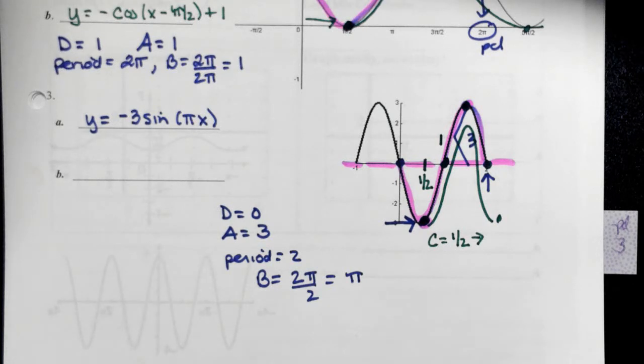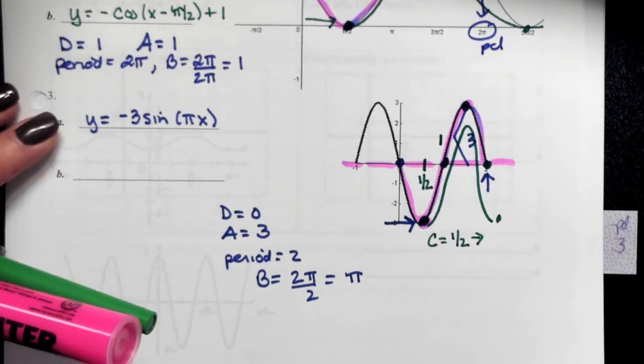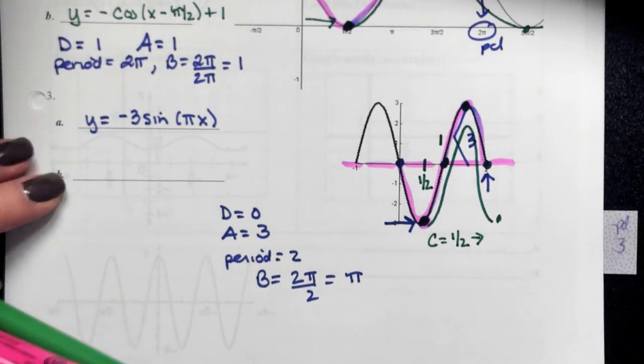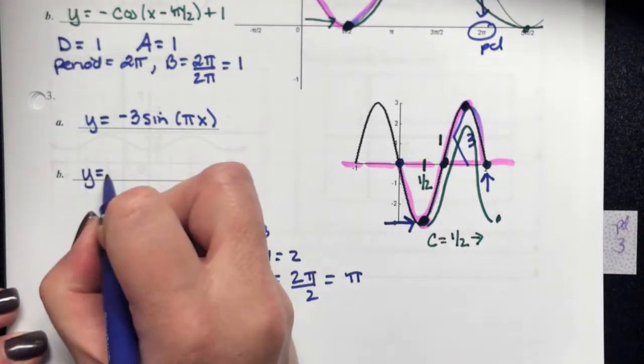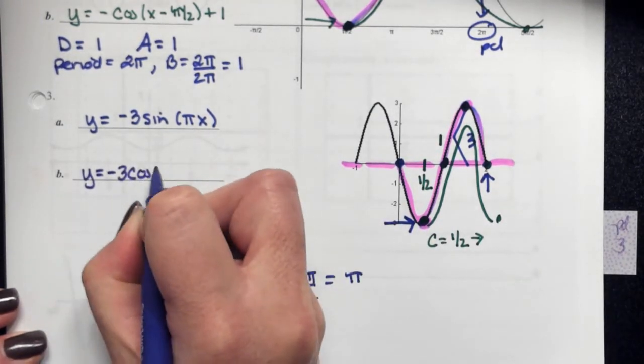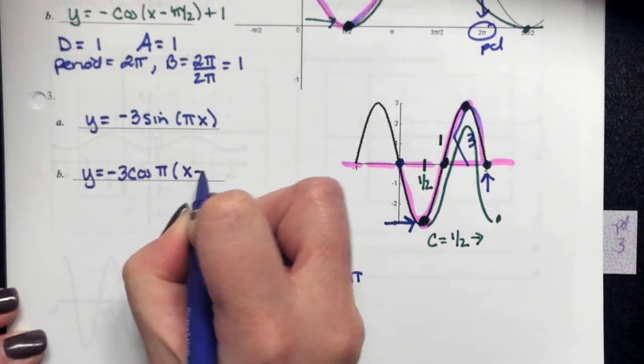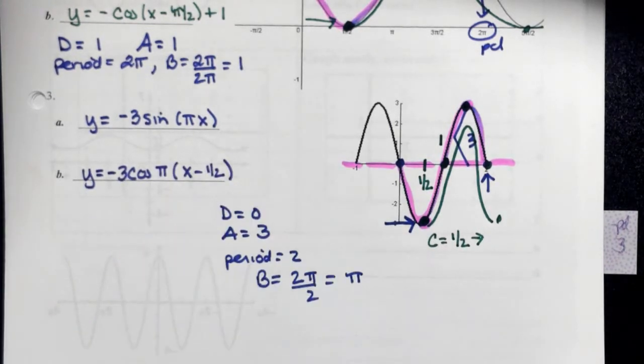Again, the characteristics of the A, B, and D values are the same from the equation you wrote without the phase shift as it is with the phase shift. You told me it's a reflected cosine, so it's going to be negative 3 cosine. Again, remember, leave that B value out, x minus 1/2. So any questions on how I came up with that second equation with a phase shift? Okay.